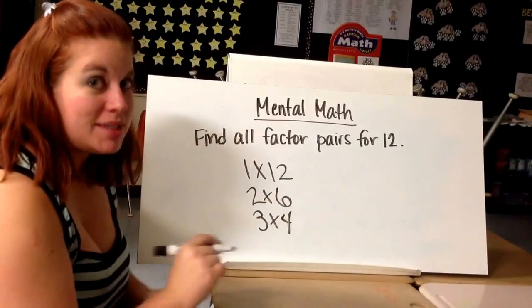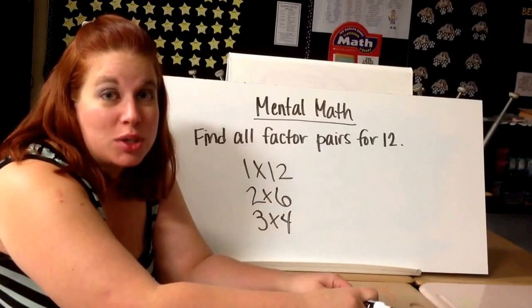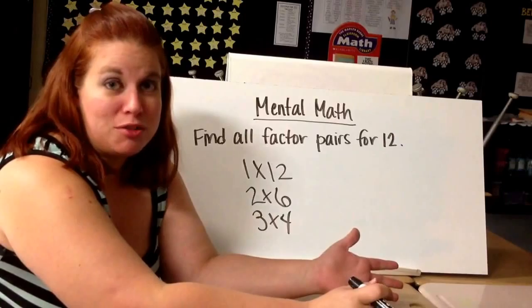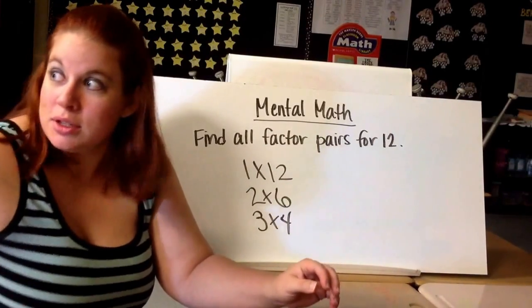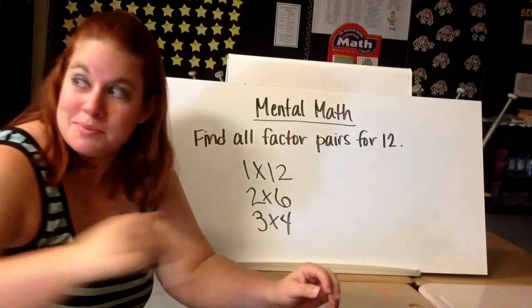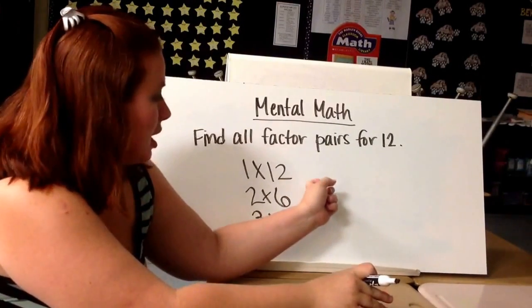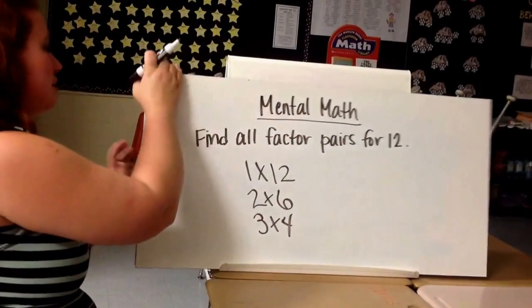Now there are going to be some numbers that I give you to find factors on that are not going to be able to be done in your head because they have 10 or 12 factor pairs. So you're going to have to use arrays or rainbows. And sorry about that interruption.